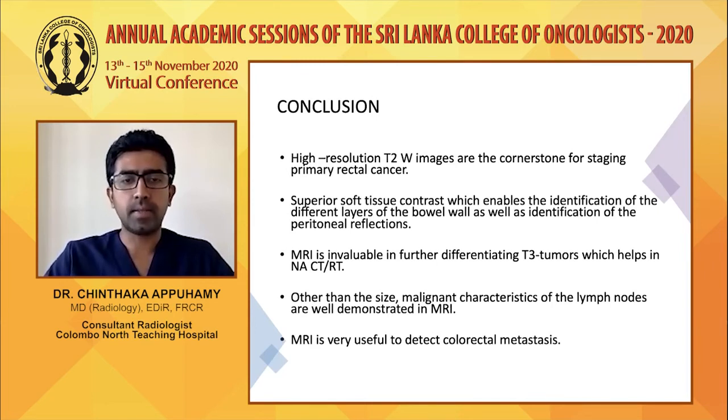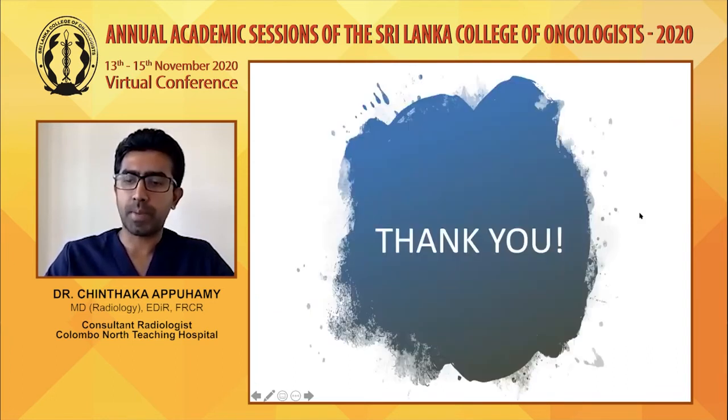Other than the size, the malignant characteristics of the lymph nodes are well demonstrated in MRI. Again, MRI is very useful to detect colorectal metastasis, particularly in the liver. With that note, I would like to conclude my presentation and thank you very much.